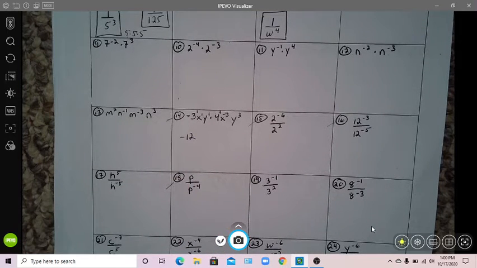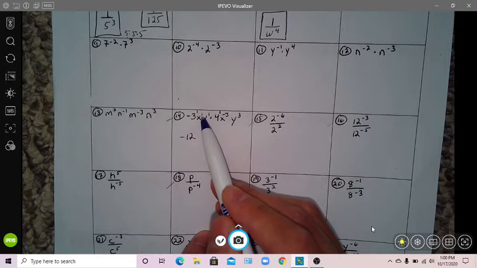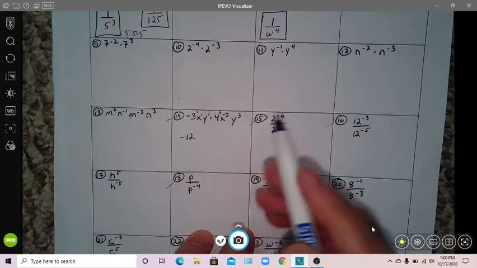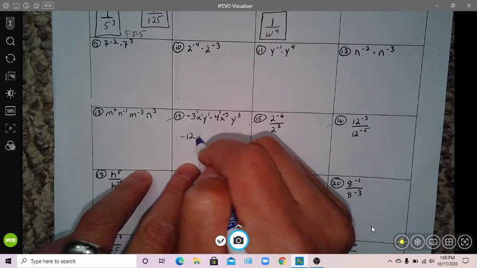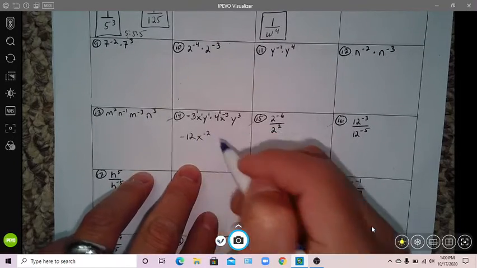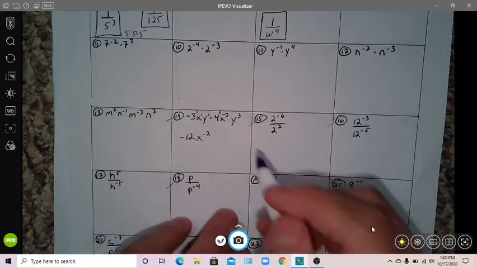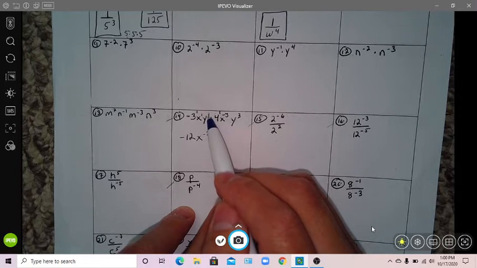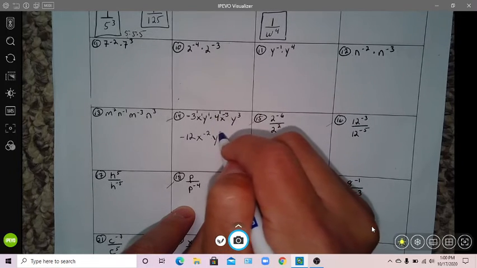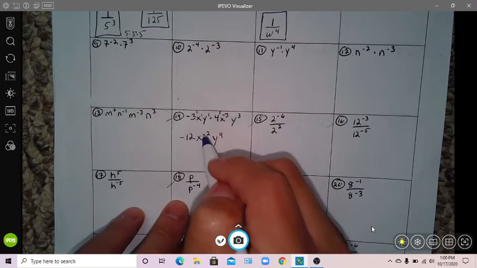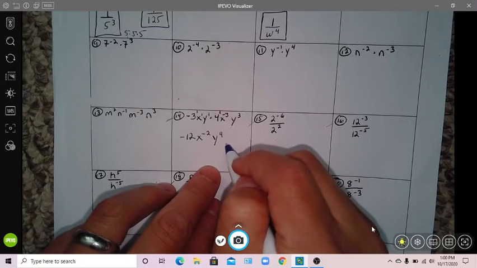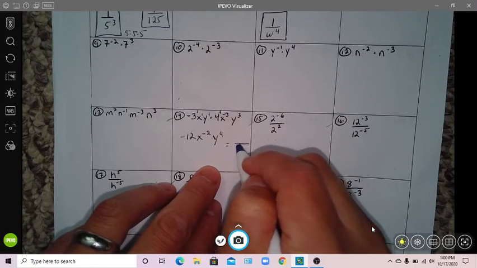Now, for the x's, I have 1 plus negative 3, which is negative 2. So I have a negative 2 on the x. And then for the y, I have 1 plus 3, which is 4. Notice I have a negative exponent, so I'm going to rewrite this as a fraction.